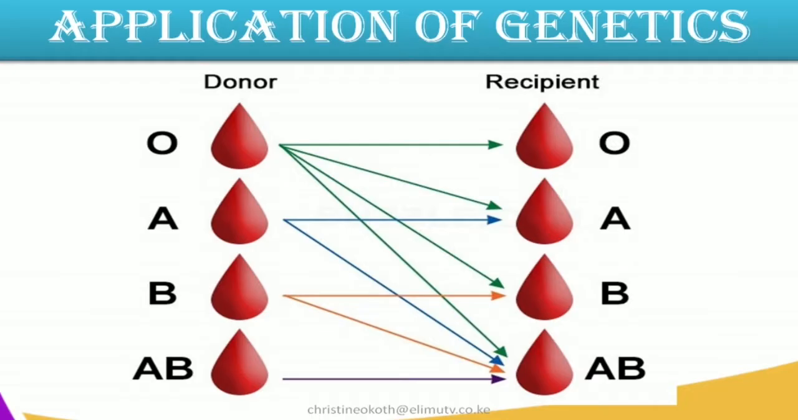Then blood group A can only donate blood to a recipient who has blood group A and blood group AB.